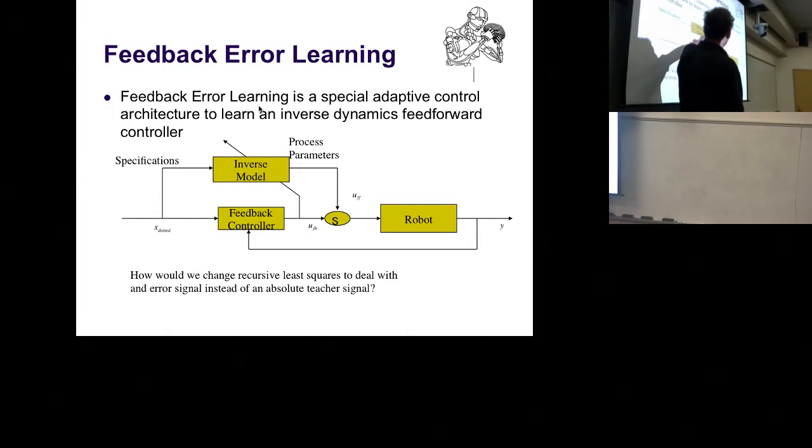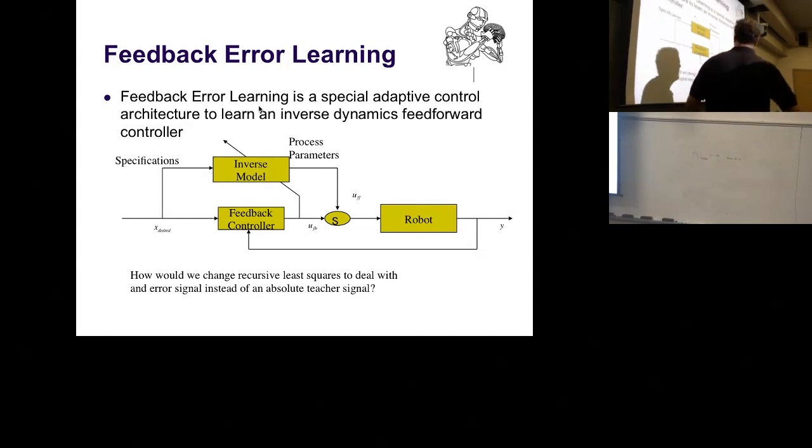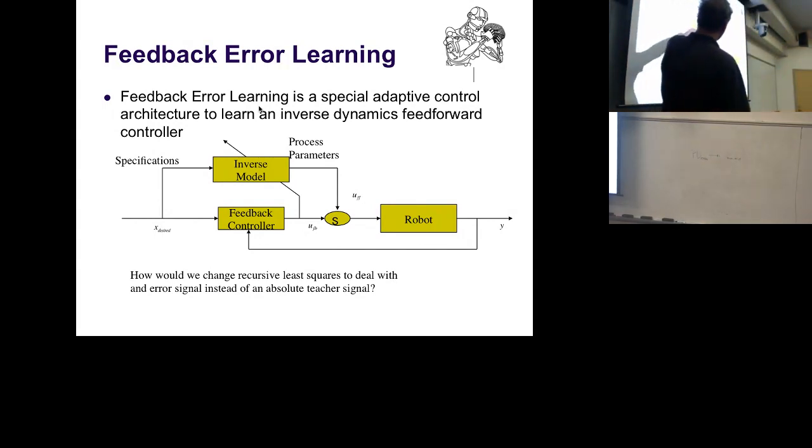If it's not zero, that means your inverse model is not good enough, and you can basically use the PD error, put it into a learning system, and have the learning system minimize this PD error through some parameter adaptation process. This has been called feedback error learning by some researchers in Japan 20, 30 years ago. It's an interesting model of how you can directly use control inputs from a feedback controller to adapt the model.